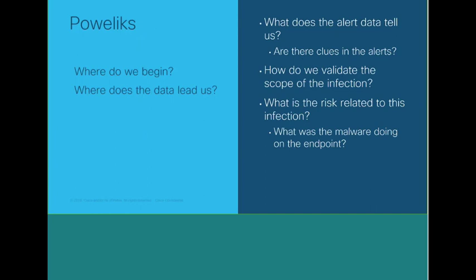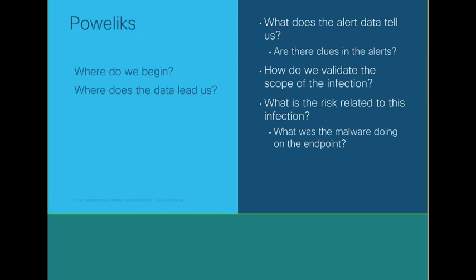And so where do we begin? We look at the alerts. The alerts are the thing that we have. This is definitely an incident response, not a threat hunt of looking for one. We have an incident. Now we're just responding. What does the alert data tell us? Are there any clues in the alerts themselves? How do we validate the scope of the infection?